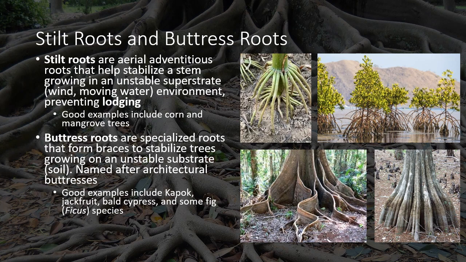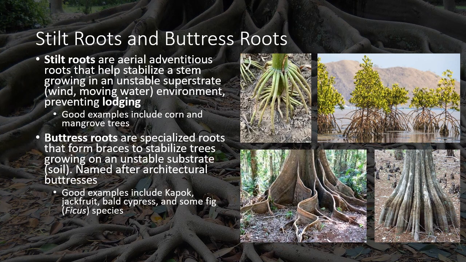Stilt roots and buttress roots are easily confused, so I'd like to discuss them both on the same slide to talk about some of the differences. So stilt roots, these are aerial adventitious roots. So they form in the air, and they're adventitious, meaning they're growing from a non-root tissue, typically from the stem, and they're helping to stabilize that stem when a plant is growing in an unstable superstrate environment. So a superstrate is the opposite of a substrate. Super means above, sub means below.